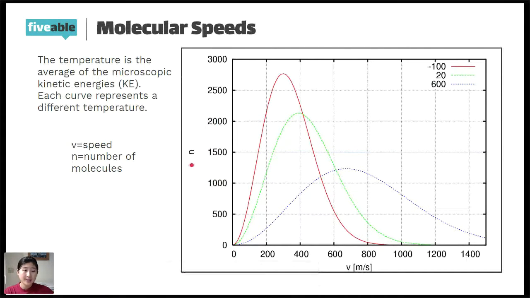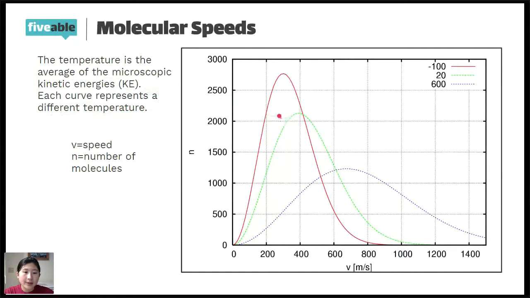All right, so this is called a Boltzmann speed chart. Have you seen this before? Because I remember when I first saw this, it was very, very confusing. But I'm going to explain it only for gas speeds. The Boltzmann speed chart is to chart the gas speeds. The temperature is the average of the microscopic kinetic energies. So each curve represents a different temperature.